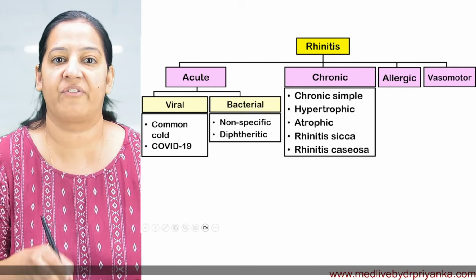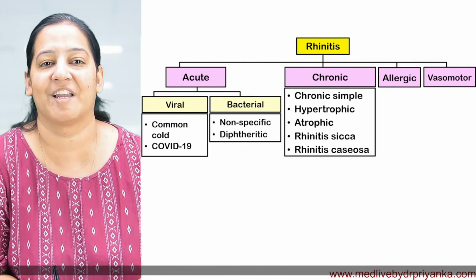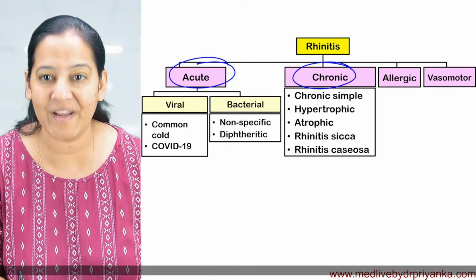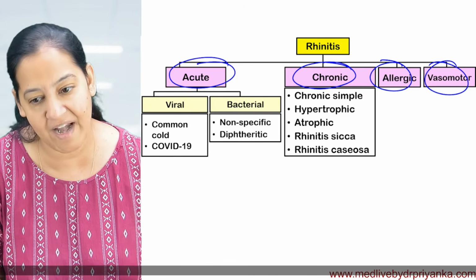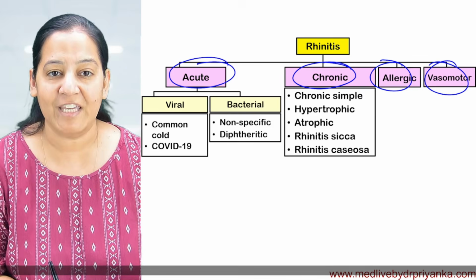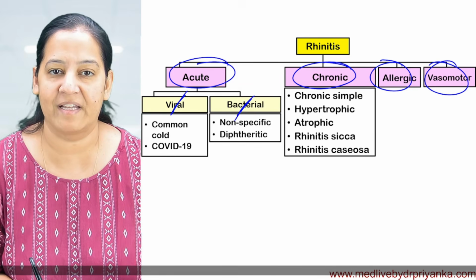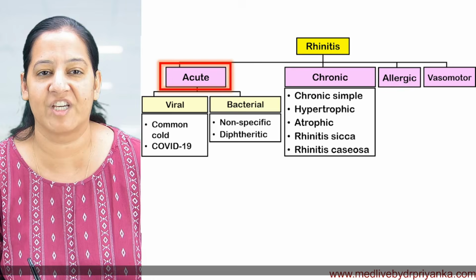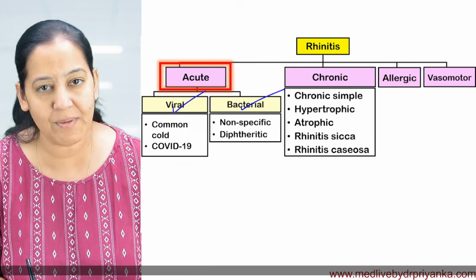So this is the classification of rhinitis. There are 4 types of rhinitis in our syllabus: acute rhinitis, chronic rhinitis, allergic rhinitis, and vasomotor rhinitis. In acute, there are 2 types, viral and bacterial. We have already covered acute in the last session. I taught you viral acute as well as bacterial acute.